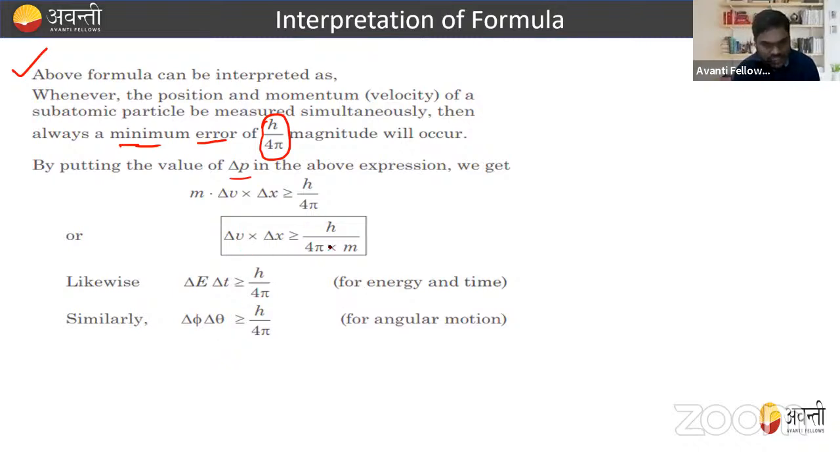Delta V delta X is equal to h upon 4 pi into m. Likewise, for energy and time, delta E into delta t is equal to h upon 4 pi, and delta phi for angular motion, we get this.